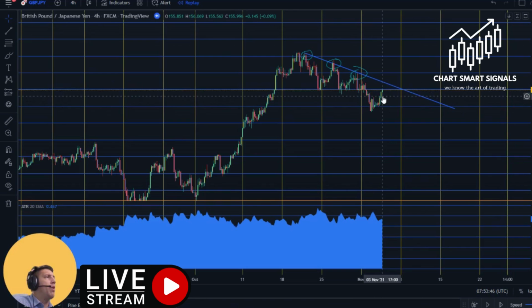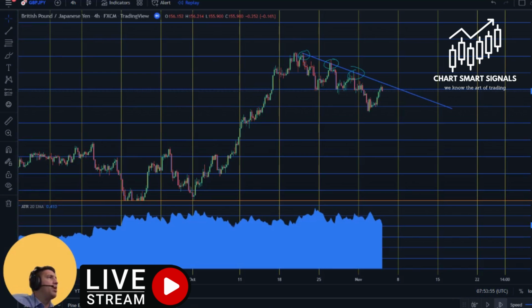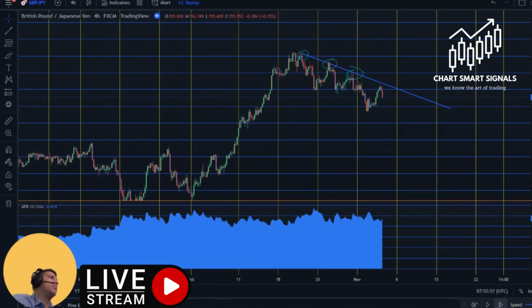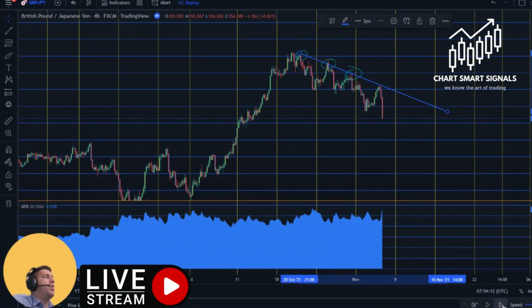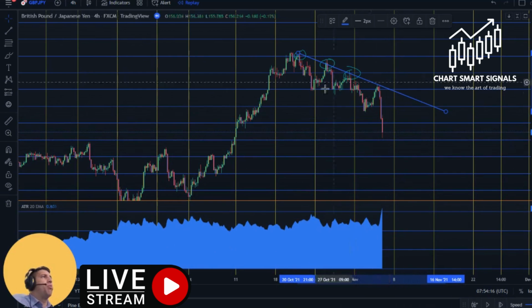Now we want to enter a short position as close as possible to our resistance line. So let's just go a bit further forward in time. All right, so it seems, there we go, that would have been a better line. It seems that we would have entered our position over here. Yeah, and then we've got a massive drop in price. We would have made some decent profit on this trade.